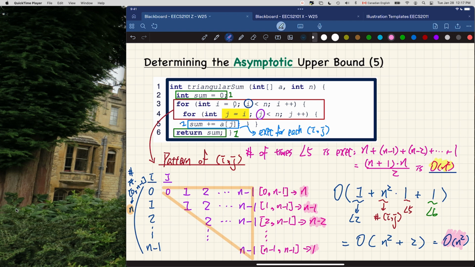It still ends up being quadratic, but it is important to really learn how to observe the pattern over here and then work out the answer, right? You don't want to just guess. Even though your guess might be right, it's good to justify.